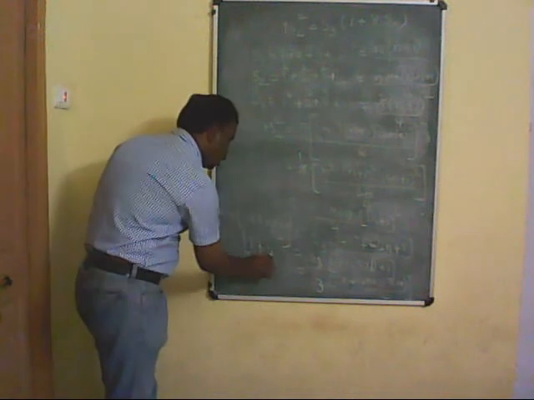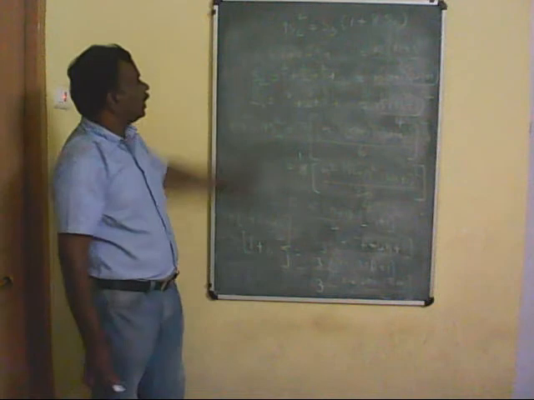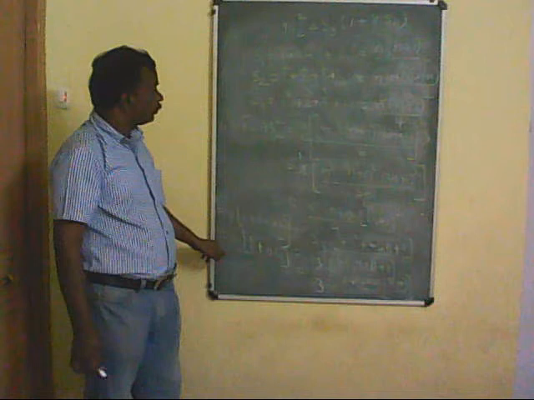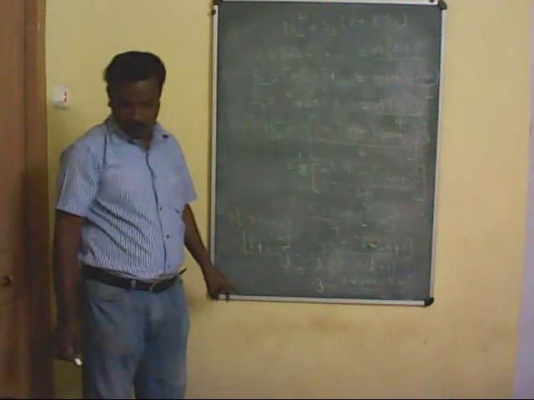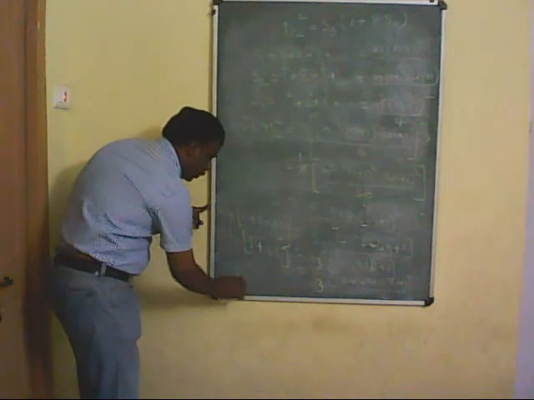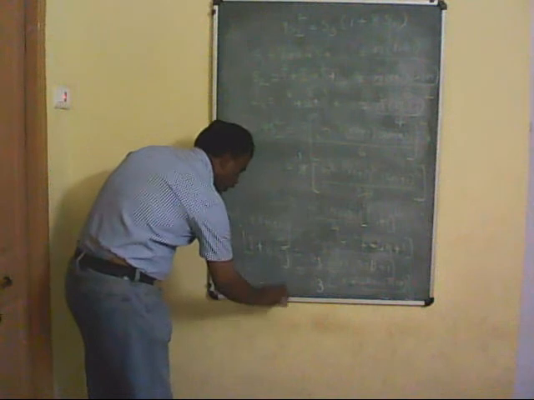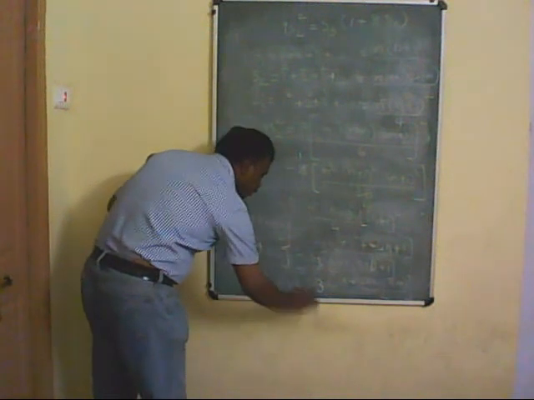So 8 S1. So we have taken 9 S2 square, and we proved that S3 into 1 plus 8 S1. Therefore, 9 S2 square equals S3 into 1 plus 8 S1, right?